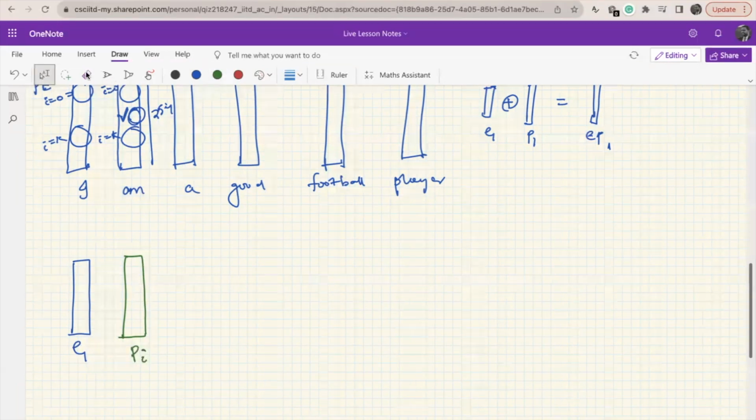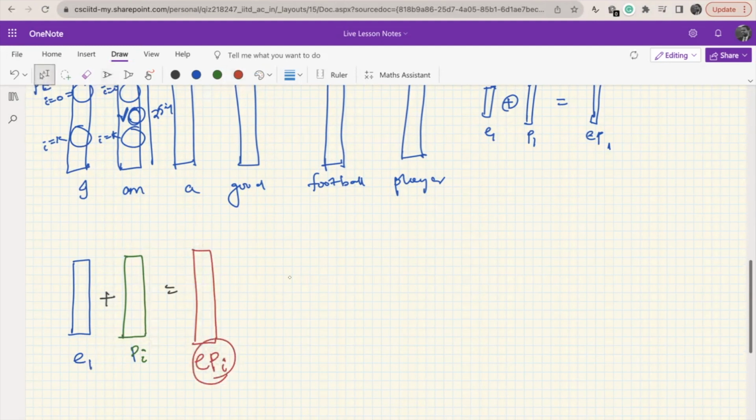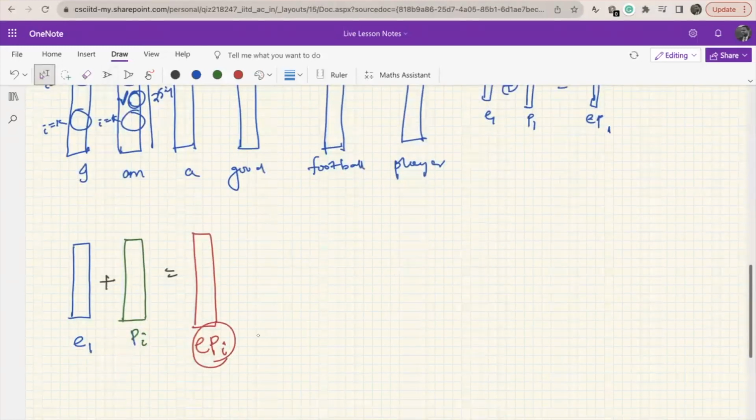Let's denote it as p_i. You get e_i, then you add it to p_i, you get e_pi. So you'll get all these things, e_p1 to e_pn. Now you've got your positional encoding.